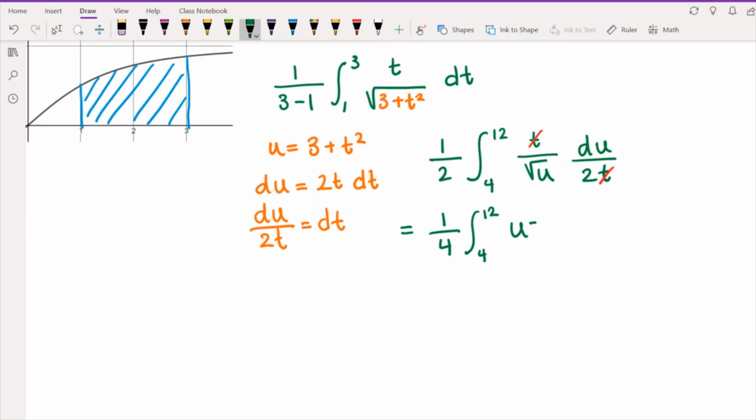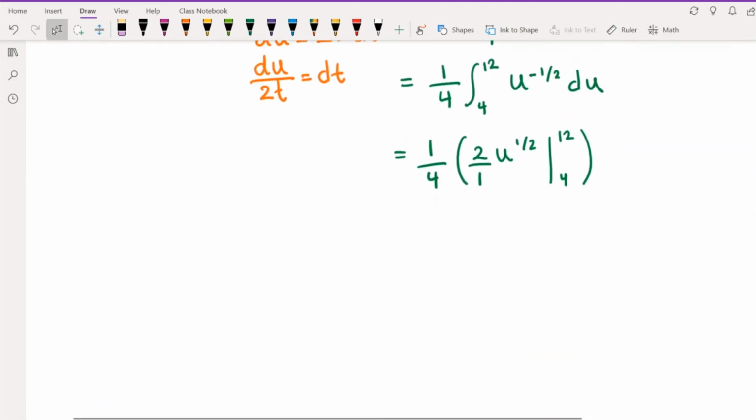Okay, so back to what I said before. We had u to the negative 1/2 du. Like I said, our new exponent is 1/2, and then we're multiplying by 2 over 1, and then we're evaluating that at 12 and at 4. If you wanted at this point, you could pull out this 2 over 1 as well, but I'm just going to leave it on the inside. It doesn't really make anything harder, so I'll just leave it there.